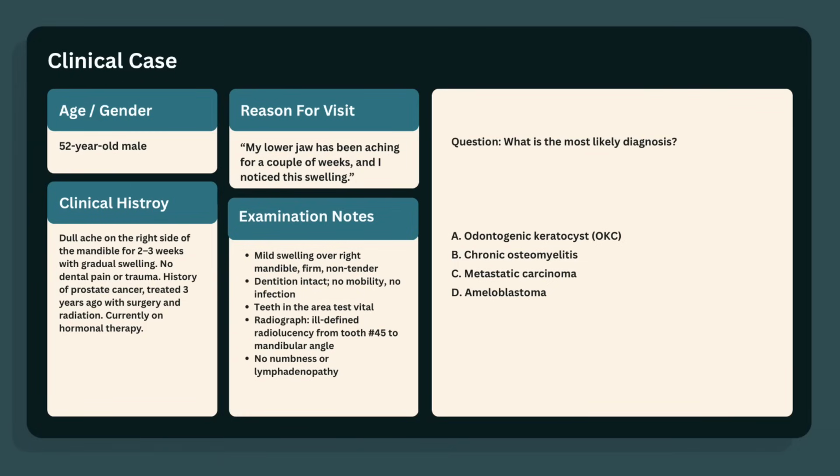And it's worth pointing out, the mandible, particularly the molar angle region, has rich marrow spaces and slow blood flow, which kind of makes it a prime target for hematogenous spread. So yeah, in this case, the most likely diagnosis is metastatic carcinoma.